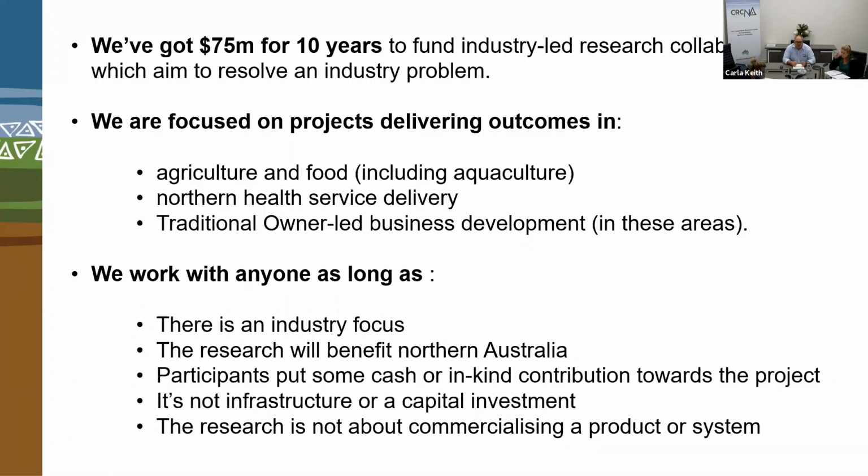So we have three areas of investment focus. Predominantly we invest in agriculture and food projects, which can be aquaculture as well, just to be very clear. We also have a focus in delivering improvements in Northern health service delivery. And then we have quarantined, because of the importance of traditional owners in Northern Australia, some money within the 75 million to invest in traditional owner-led business programs within the areas of agriculture and food or northern health service delivery. So keep in mind those traditional owner business models must be within those two areas still.